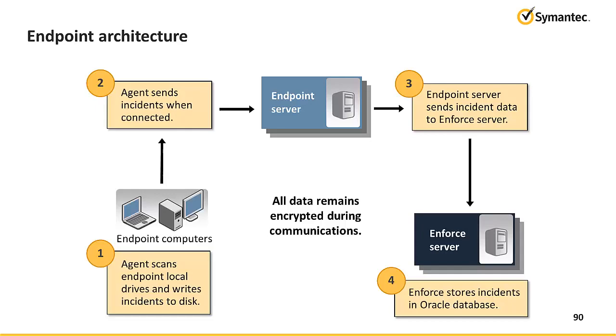When a connection is available, the agent will then send incident data and extracted text from detected files to the endpoint server for additional detection if needed. The endpoint server will send all incident data to the Enforce server, and the Enforce server will store incident data, initiate additional response rules as required, and display the incident in the user interface. The rest of this lesson will cover basic requirements for Endpoint Discover, and then go into detail on how to configure targets and run scans to detect confidential files residing on endpoint computers.